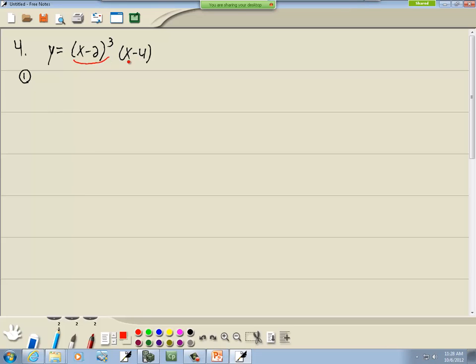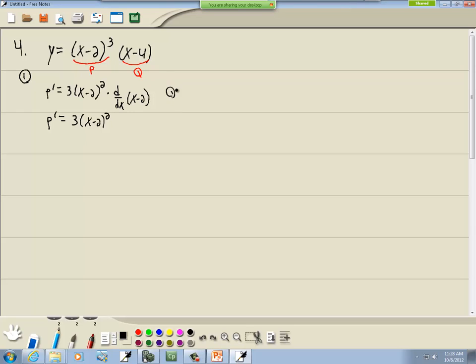We have something times something else, so this will be p and this will be q. Now this is a chain rule, so for p prime, we take the power and put it out in front, what's inside the parentheses remains as is, we lower the power by 1, and then we multiply times the derivative of what's inside the parentheses. The derivative of x minus 2 is 1, so that drops away. So we have 3 times (x minus 2) squared.